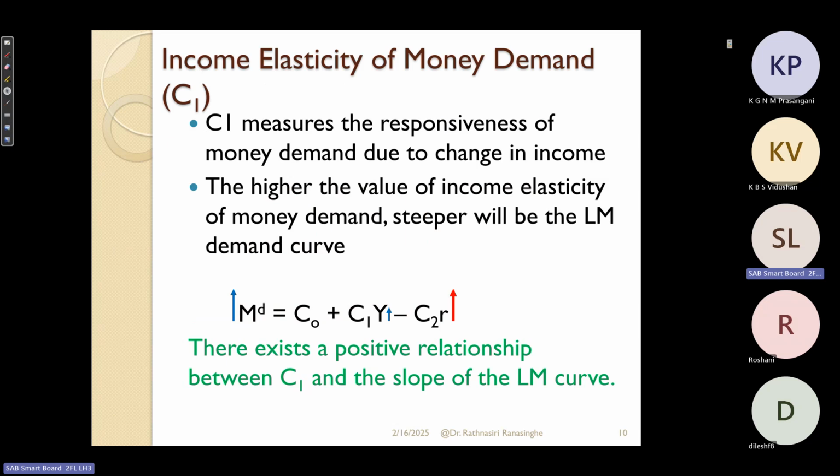First we take the income elasticity of money demand, C1. That explains the responsiveness of money demand to a change in income.